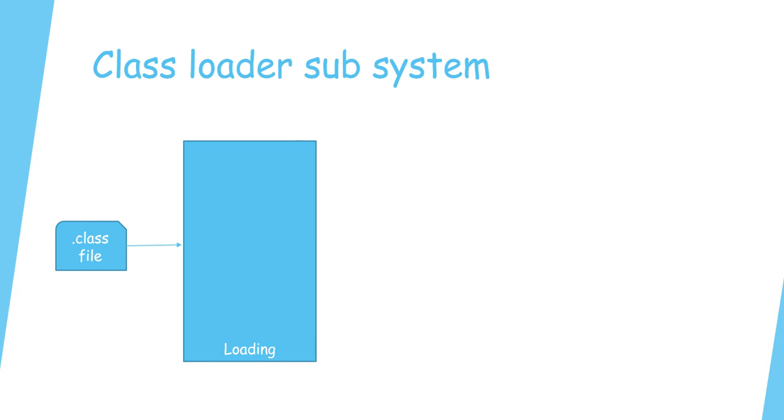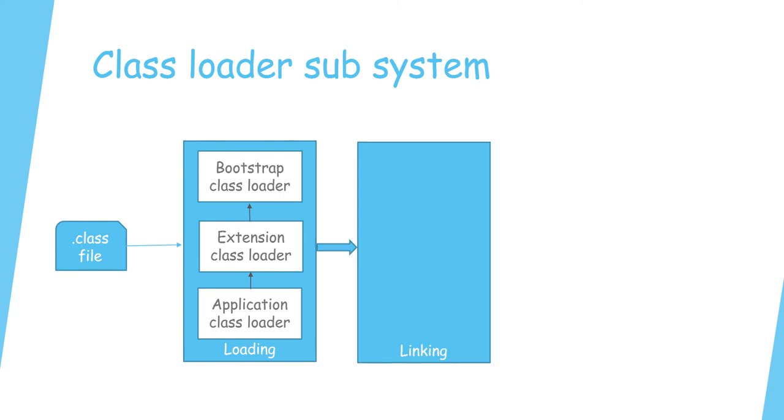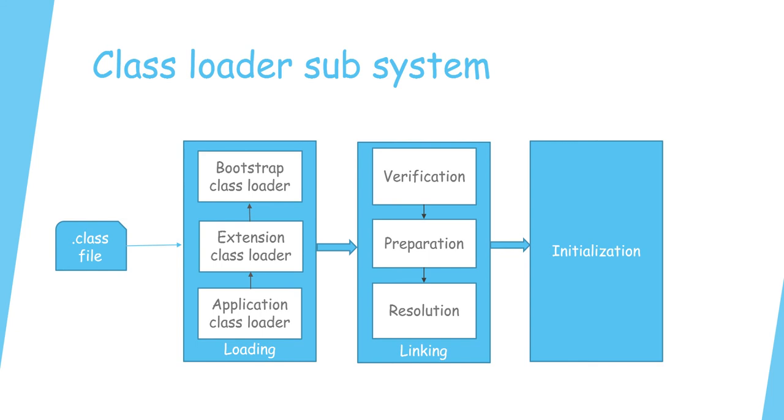The loading phase consists of three class loaders: bootstrap class loader, extension class loader, and application class loader. Then the second phase is the linking phase. It consists of three stages: verification, preparation, and resolution. The resolution stage is optional here, and the last step in the class loader subsystem is initialization. Let's look at them in detail.